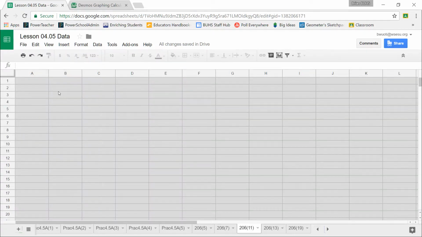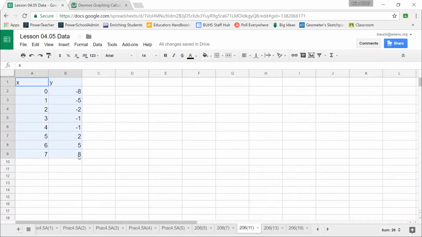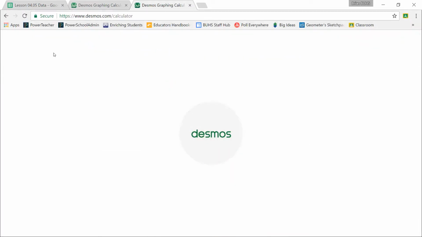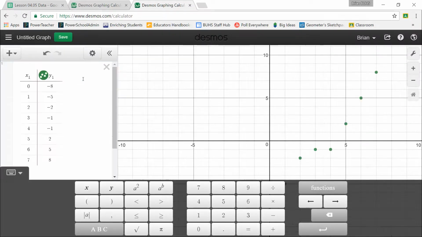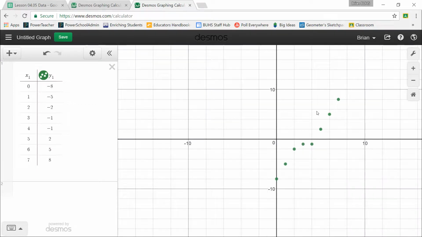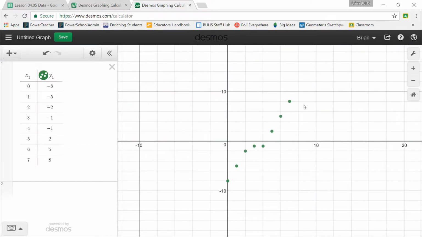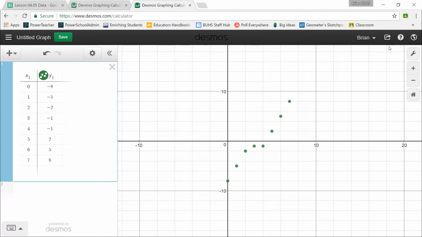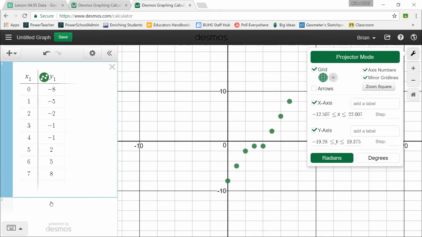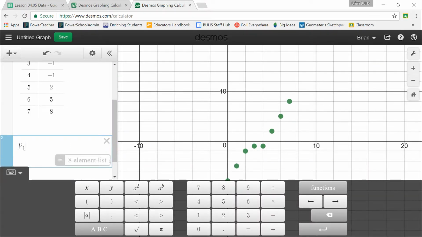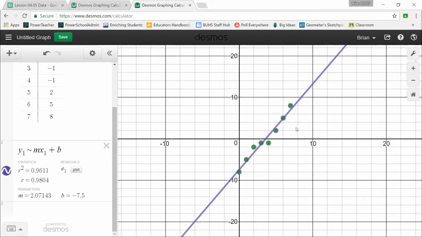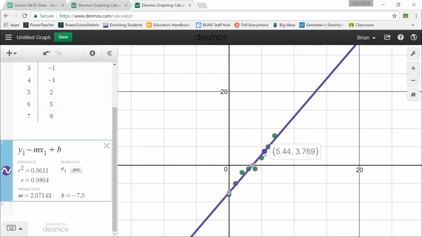Here's number 11. I'm going to use Desmos for this one. I'm going to copy this data and open a new Desmos. Gentlemen, you with me? I need you with me. Thank you. So here's that data from question 11 plotted. It looks like a linear equation will represent that pretty well. Let's find what the best fit equation is. I'm not in projector mode again. There we go. So I'm going to do y1 tilde mx1 plus b. That seems to be predicting that pretty well.